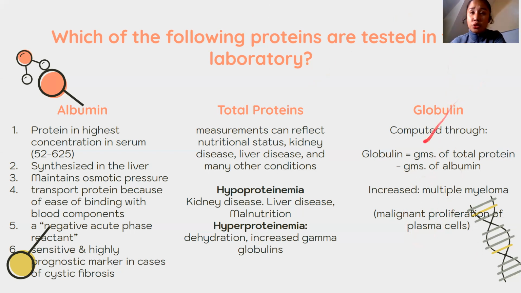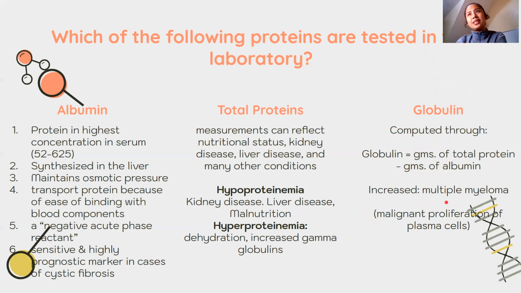Yan. So class, there's no direct measurement or test for globulin. However, we just compute it: total protein minus albumin. Yeah. Globulin usually increases in cases of multiple myeloma.